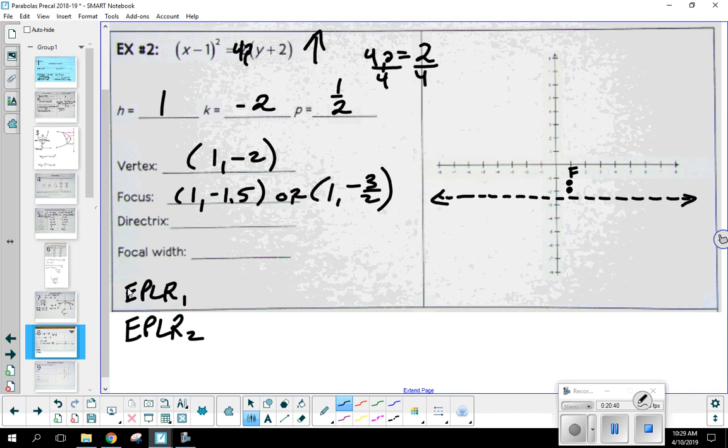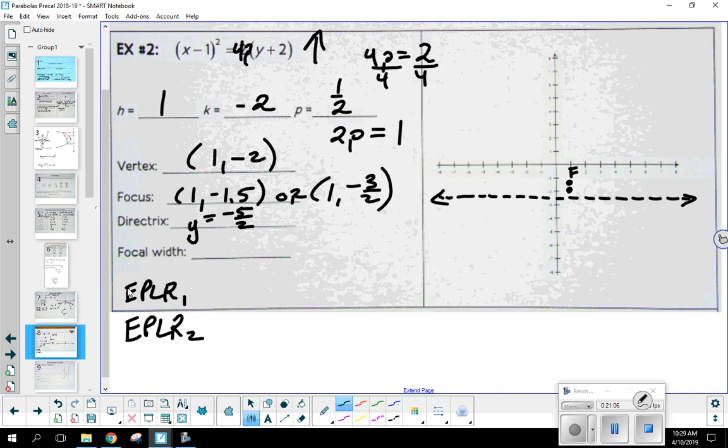And there we go. And what would that be? But what's the equation? Y equals negative 5/2, or y equals negative 2.5. All right. Now, in order to find the EPLRs, we need the distance of 2p. So we know that p is equal to 1/2, so 2p would equal 1.